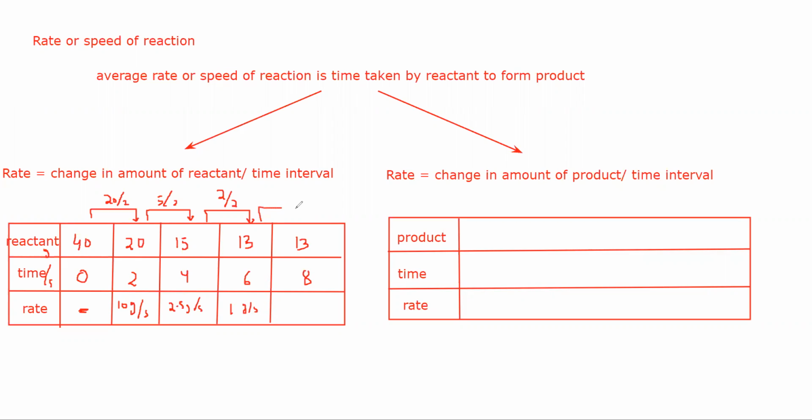Then it is 13 and it remains 13. So the change is 0, and 0 divided by 2 gives you 0 gram per second. When the rate is 0, it shows that the reaction stops.